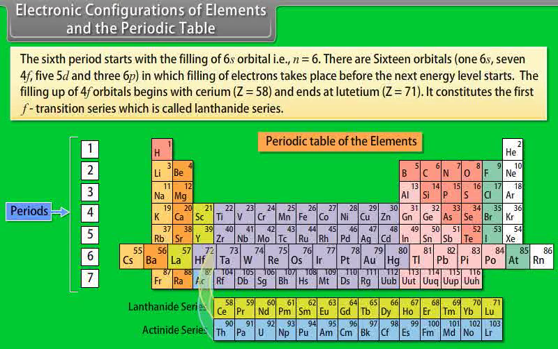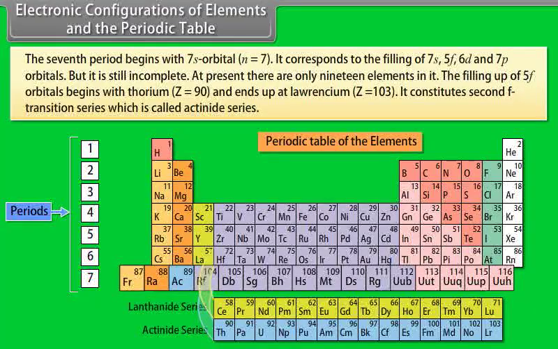The filling up of 4f orbitals begins with cerium, atomic number is equal to 58, and ends at lutetium, atomic number is equal to 71. It constitutes the first f transition series, which is called lanthanide series.